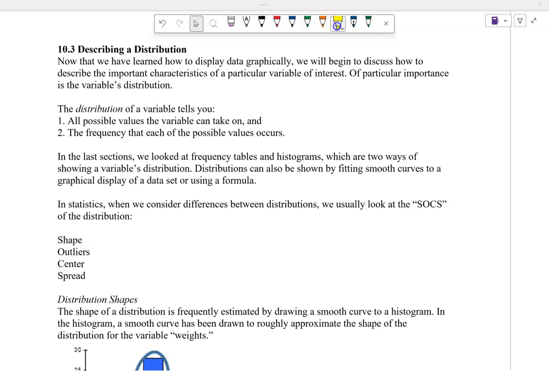Now that we've learned how to display data graphically, let's talk about the characteristics of a variable's distribution. The distribution of a variable tells you all possible values the variable can take on and the frequency that each of the possible values occurs. In the last section, we talked about frequency tables and histograms. Those are two ways to show a variable's distribution. We can also do that with smooth fitting curves.